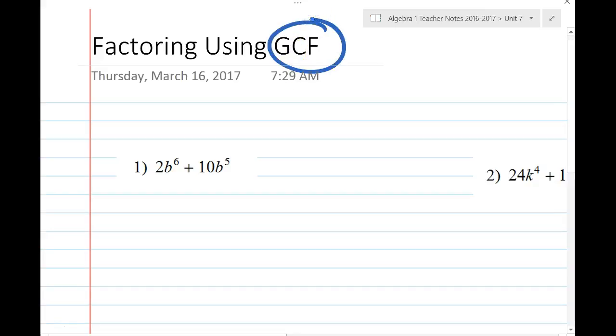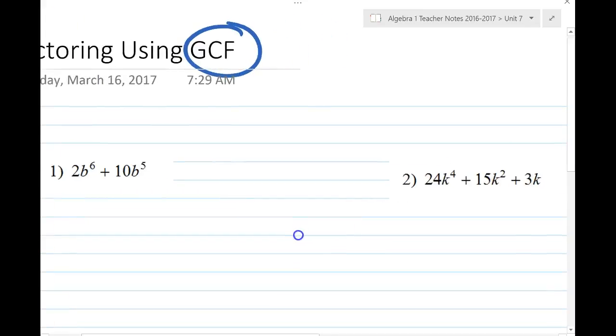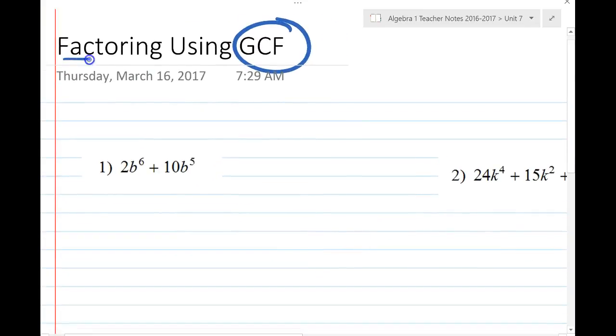Now, in your notebook, go to the next open page, and I want you to put this title at the top: Factoring Using GCF. Okay, let's take a moment to do that. Pause the video if you need. Okay, now, what is factoring?